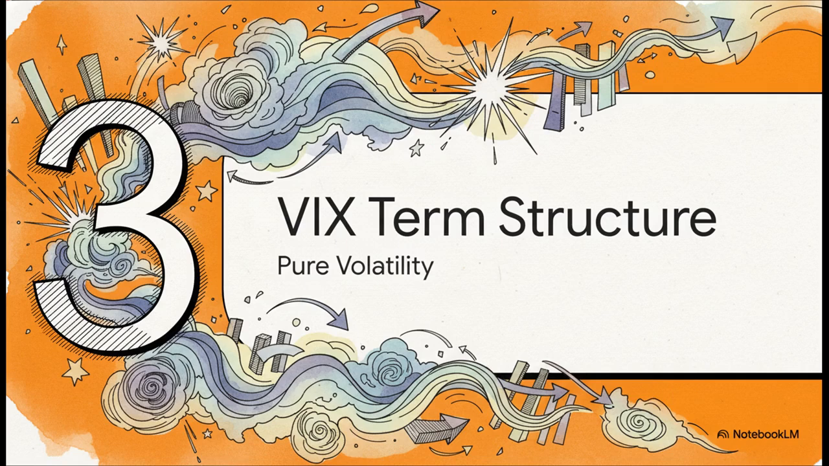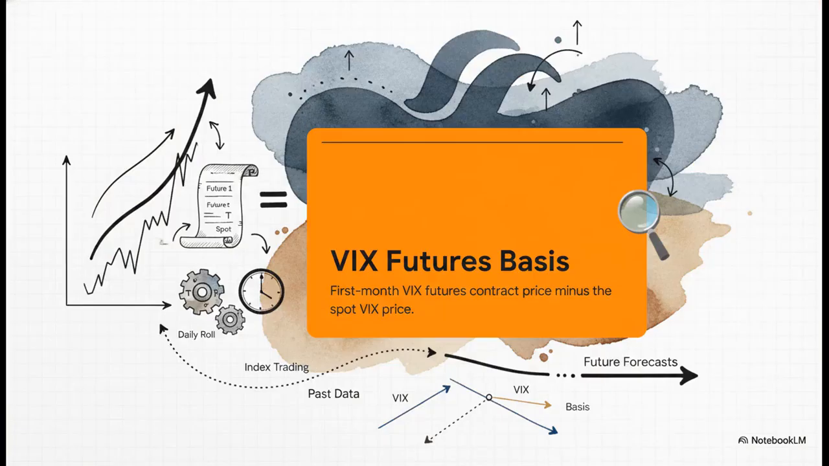Now we're looking at pure volatility. When you step into trading volatility products, you must understand the VIX futures basis. It's the price of the first month VIX futures contract minus the spot VIX. And even more importantly, you need to track the daily roll, which we'll call D. You calculate D by dividing that basis by the time to settlement.